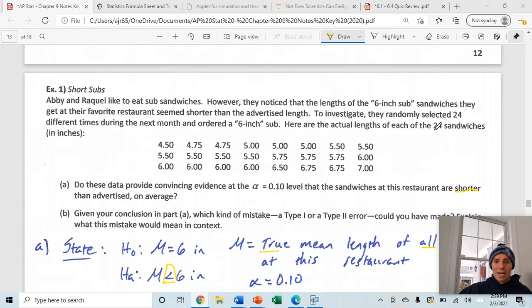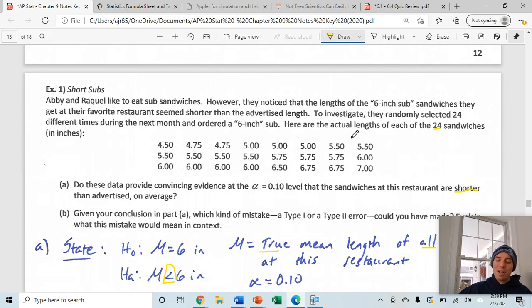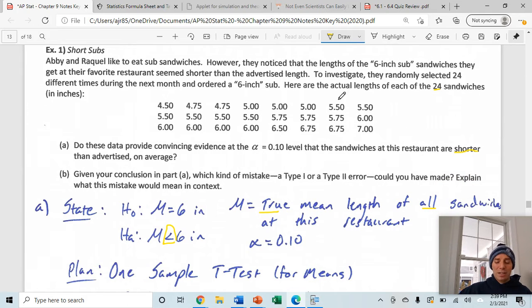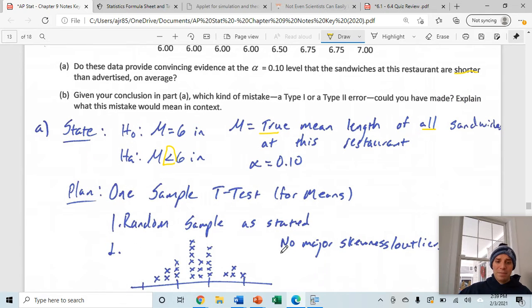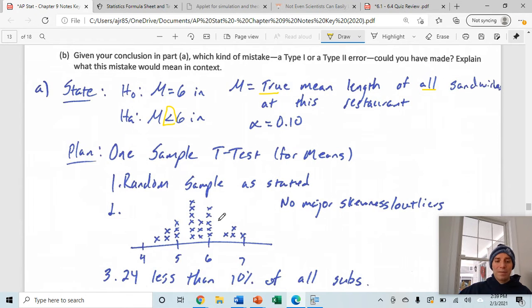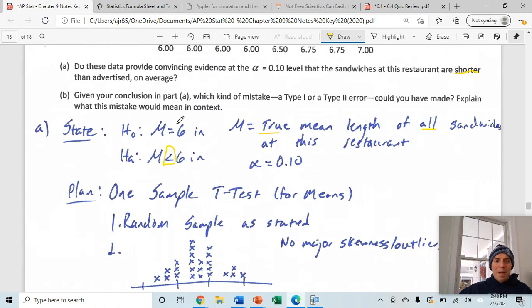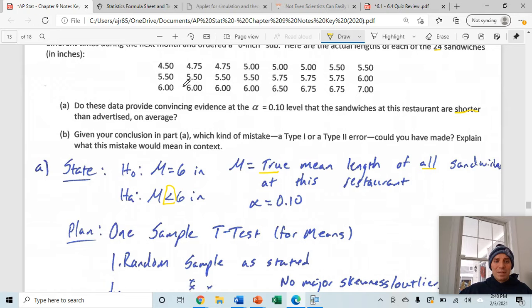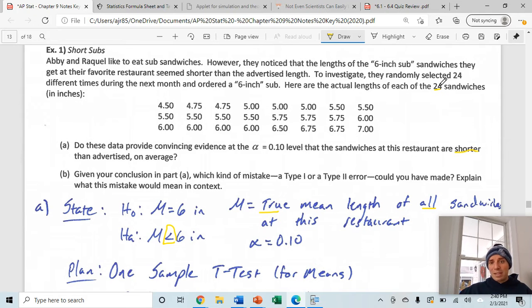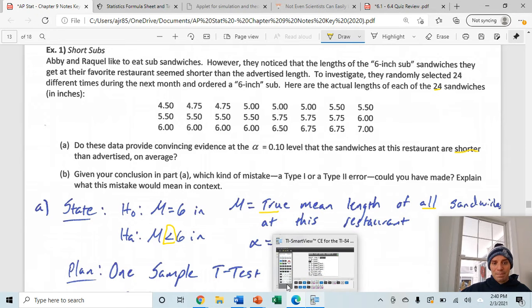Problem here, our sample size is only 24. So because we have a sample size below 30, that doesn't tell me the population is normally distributed. I have to graph our sample data as I've done here. So make a quick sketch of your data. A dot plot works. There's no major skewness or outliers in this data set, so we can proceed on. Step 3, independence condition. Notice, 24 sandwiches is clearly less than 10% of all sandwiches that are out there.